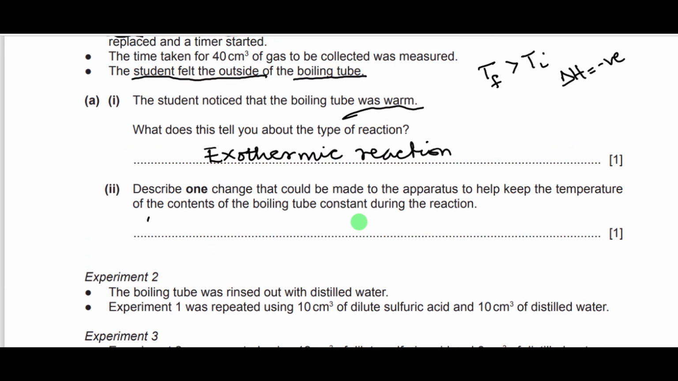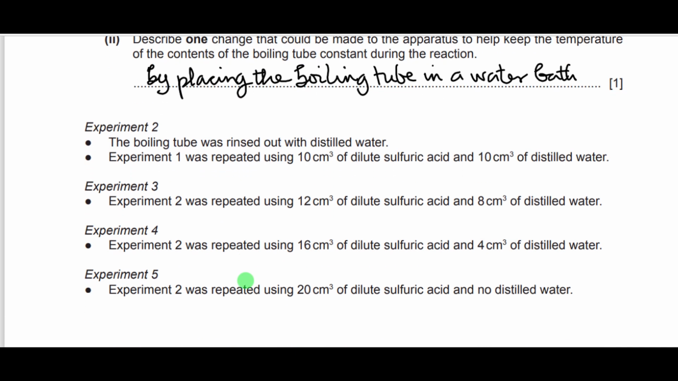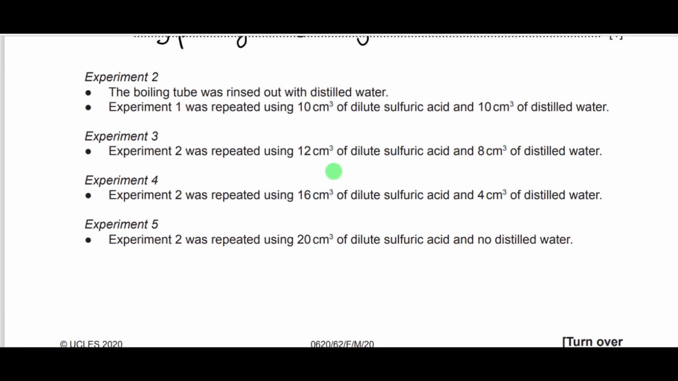So by placing the boiling tube, or the reaction vessel, in a water bath. Then the boiling tube was rinsed with distilled water. Experiment 1 was repeated using 10 cm³ of dilute sulfuric acid and 10 cm³ of distilled water.